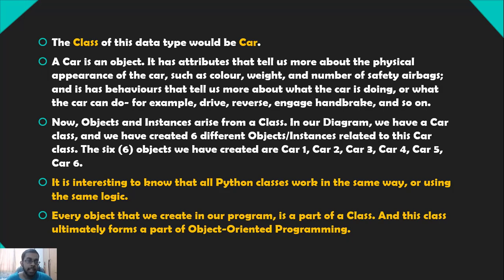Now, objects and instances arise from a class. In our diagram, we have a car class and we have six different objects or instances related to this car class. The six objects we have created are car1, car2, car3, car4, car5, and car6. It is interesting to know that all Python classes work in the same way or using the same logic. Every object that we create in our program is a part of a class, and this class ultimately forms a part of object-oriented programming.